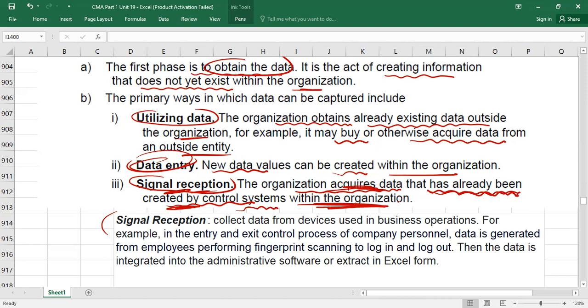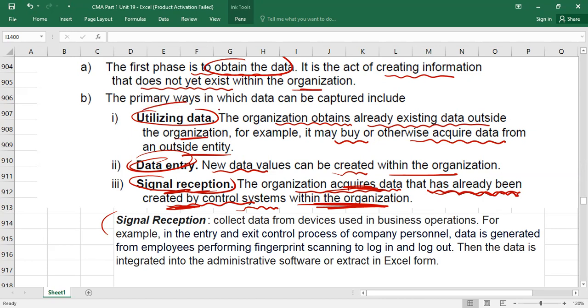Understood? Another example for signal reception: we have biometric technologies where we enter our time in and time out. At the end of the month, obviously, you can get that data. You can export it to an Excel file. That is also signal reception, because that data is already being created throughout the month. Within your company, now you are just getting that data, just to see how much salary you have to pay. That is also signal reception.